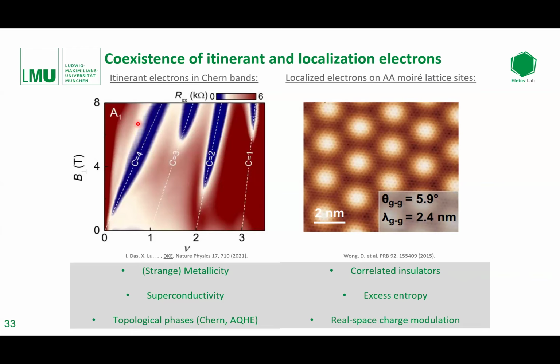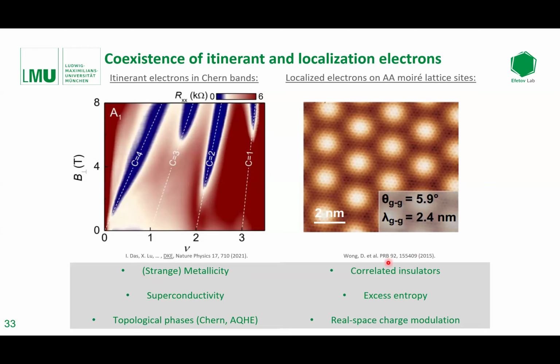So I wanted to discuss the framework over which it's popular to think about all this rich phenomenology currently. From what I have discussed, there are two types of phenomena that I can generally separate out. One type deals with itinerant electrons. We observe metallicity, superconductivity, and topological phases in the system. Broadly speaking, those are all phases that have to do with itinerant electrons.